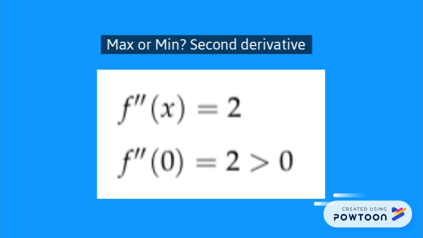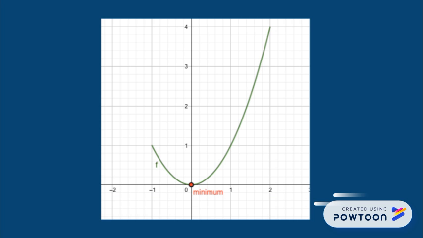And how do we check if it's a maximum or a minimum? The second derivative. The second derivative of this function is constant 2. So the second derivative at 0 is also 2. It's positive, so we get a minimum. Here in the graph you can see x equals 0 is a minimum. But we don't have a maximum. We have not found any point of maximum value. And it's clear from the graph that x equals 2 is a maximum.